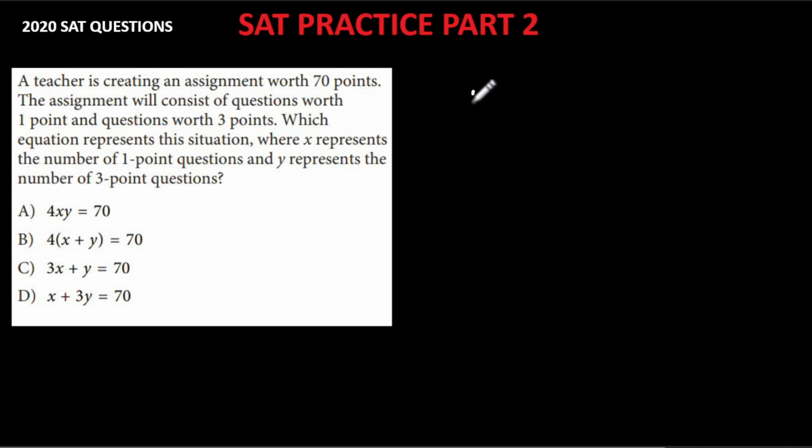So x is for the 1-point questions. I don't know how many there are. And we're going to add to that 3 times our 3-point questions, which are represented by a y, and the total is going to equal 70 points. Well, this question's done, so x plus 3y equals 70 is choice D.